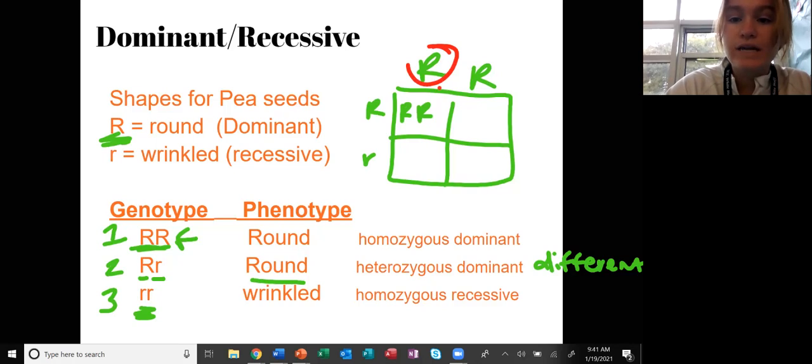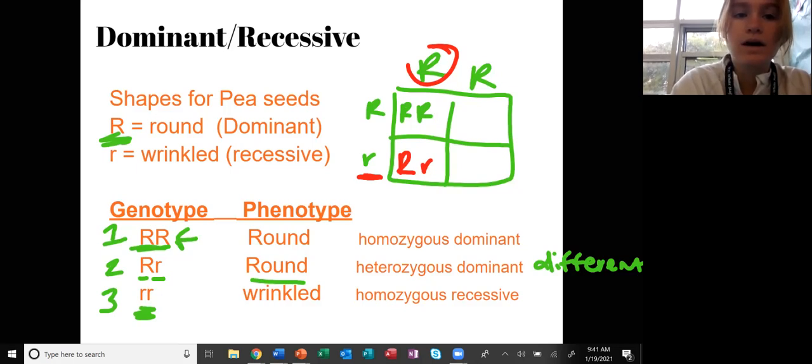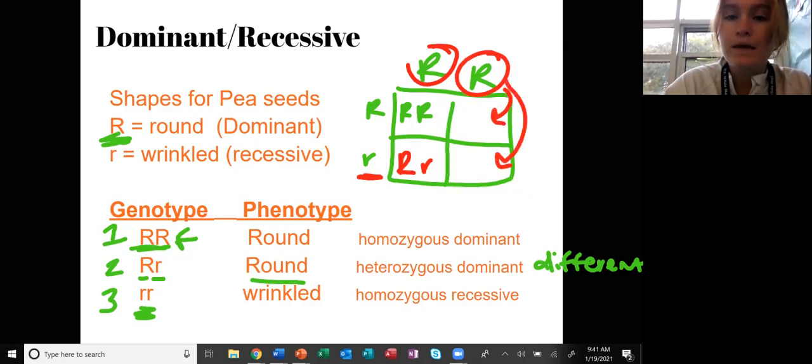So this R is going to continue going down the box, but now we're in line with this R, so that we're going to do our dominant R, then our lowercase r. Can anybody remember what that is? Heterozygous dominant. Awesome. We're going to do the same thing with our other box here on the right. So this R is going to be in this box and in the last box. And then we're going to drag these guys across here as well. So we'll have a capital R and a capital R again, then a capital R and a lowercase r.